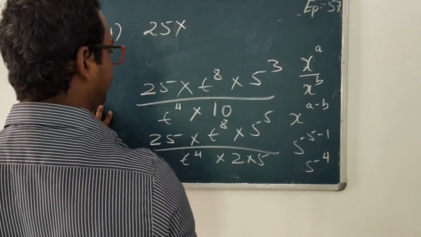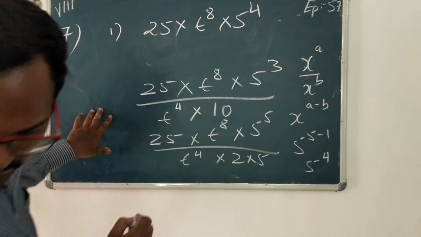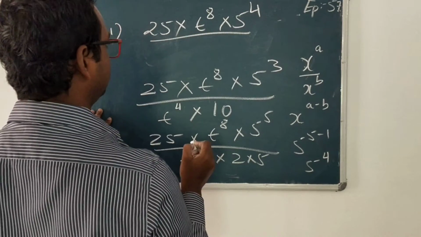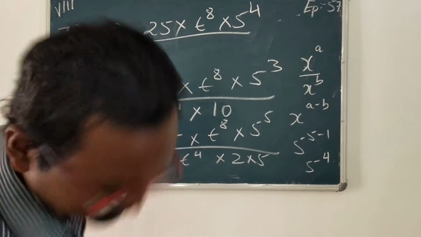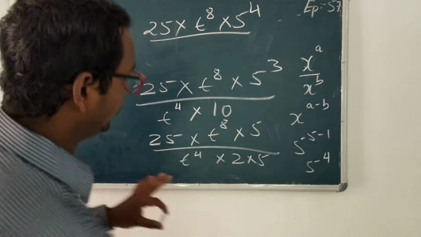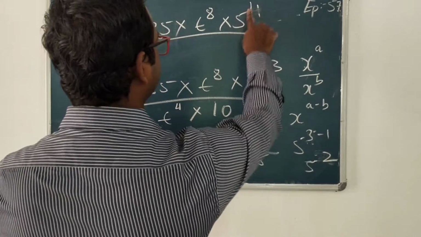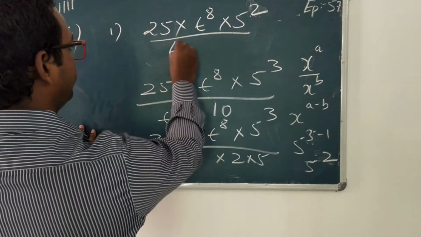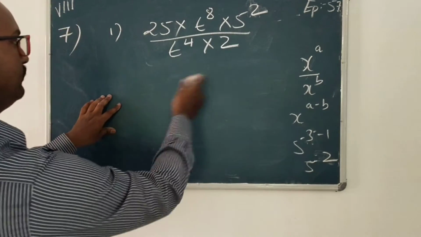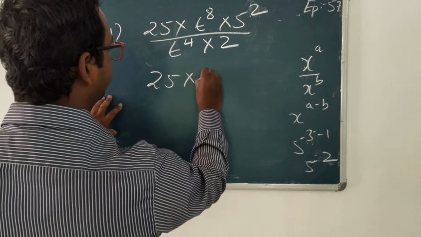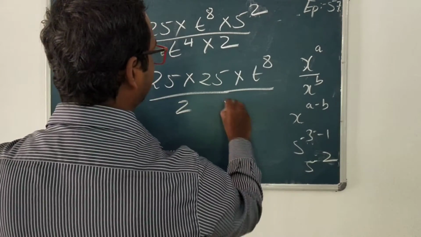So 25 multiplied by t power 8 into 5 power 4 divided by, and it will become 3 minus 1, which is 2. So here this is going to be 2, divided by t power 4 into 2. Now we have to solve it further. Next we have to solve this t. So 25 into 5 power 2 is 25, into t power 8, divided by 2 into t power 4.